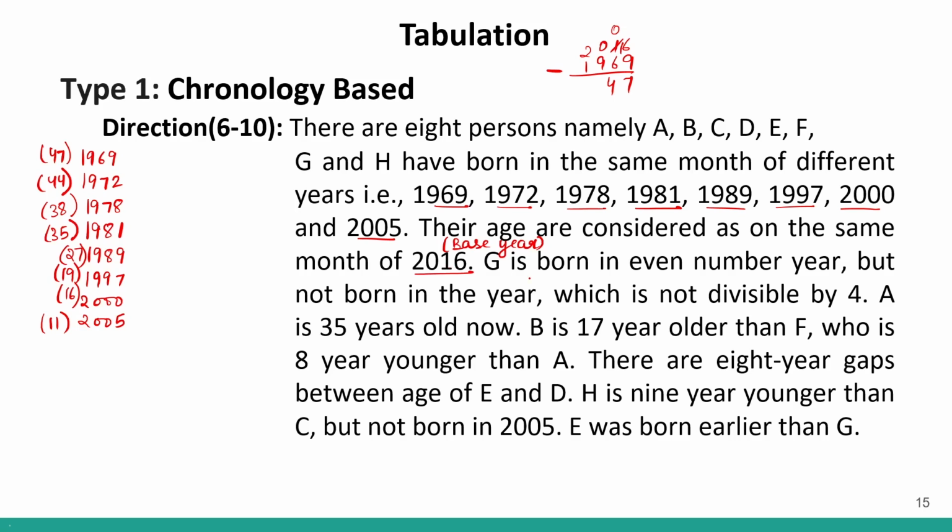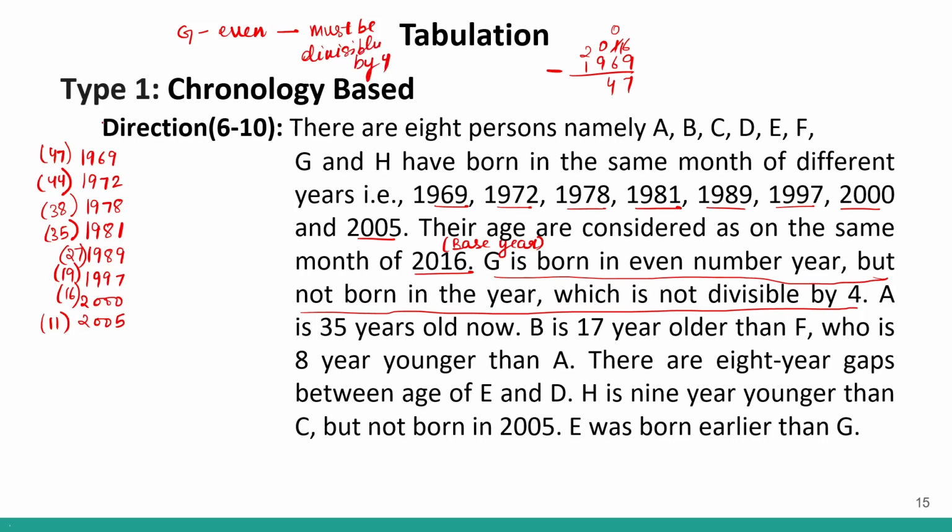Now it is given to us that G is born in an even number year but not born in a year which is not divisible by 4. So two conditions. First condition, G is born in an even year. Second condition, that year must be divisible by 4. Correct? It must be divisible by 4.